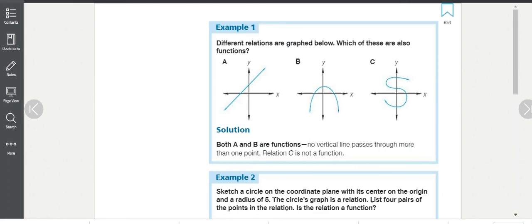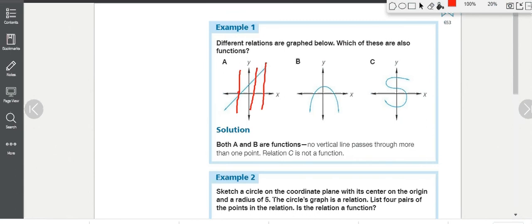Here in example 1, they ask about 3 relations. Are any even more than a relation? Is it a function? Meaning, use your vertical line test. In letter A, if I draw a straight line down, will it ever hit the line graphed more than once? No. It only hits once here, and once here, and once here. So this one's good. How about B?